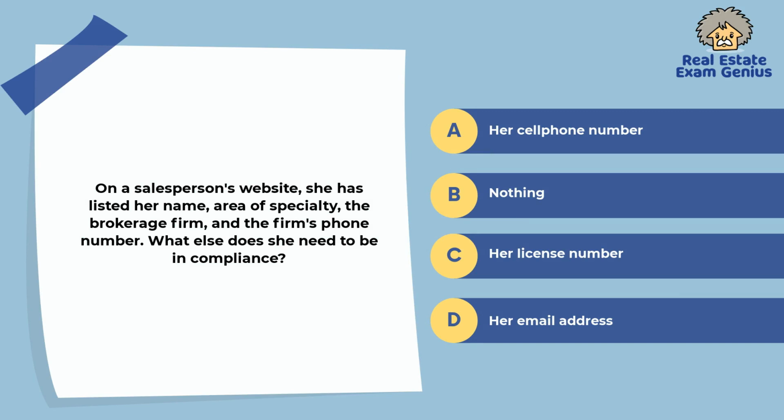66. On a salesperson's website, she has listed her name, area of specialty, the brokerage firm, and the firm's phone number. What else does she need to be in compliance? Her cell phone number. Nothing. Her license number. Her email address.